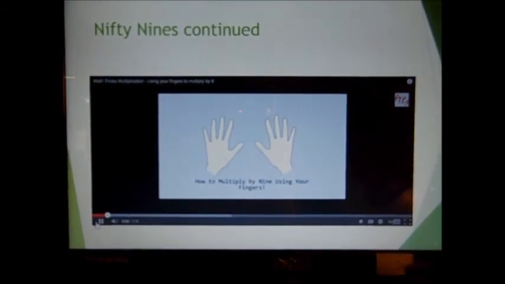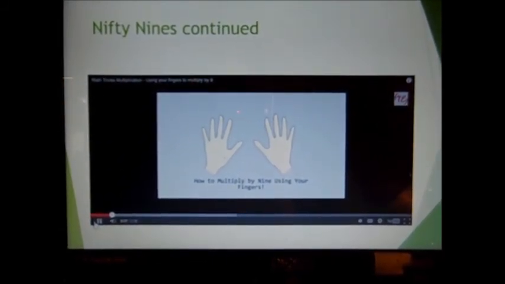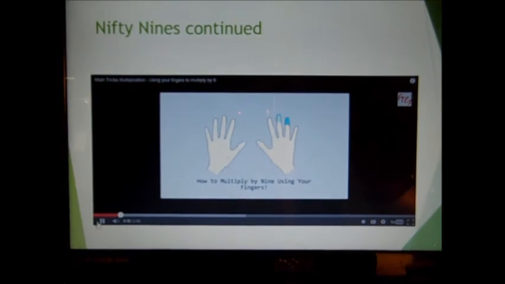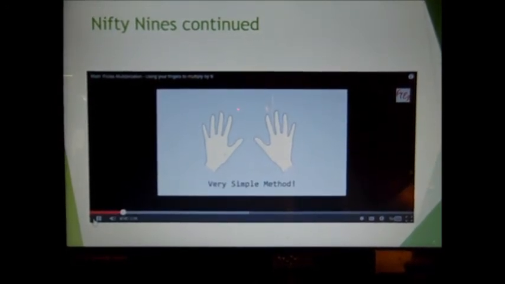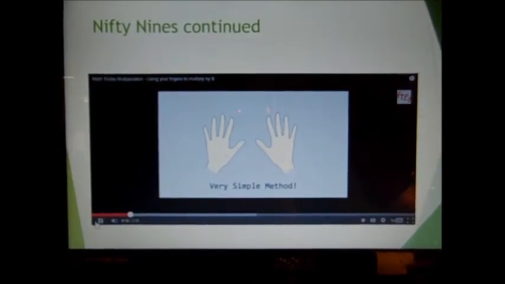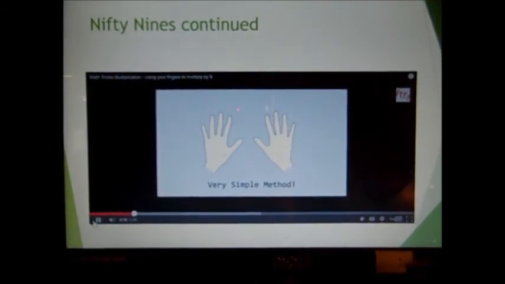In this video, I'll show you how to multiply by the number 9 using only your fingers. This is a very simple method, a fun, visual way to multiply by 9, especially for children.